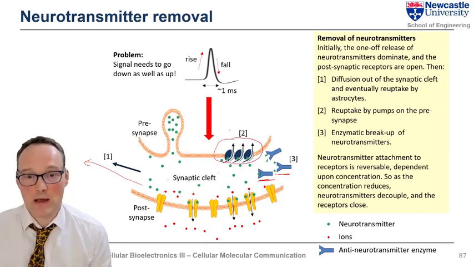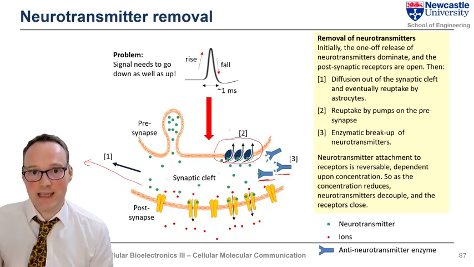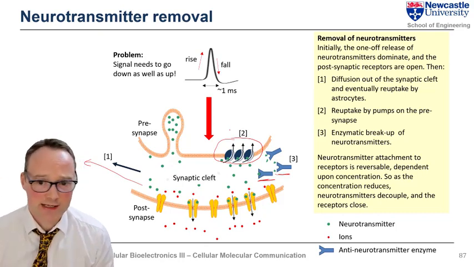And then the third process is what's called reuptake, where the presynapse just sucks these chemicals back again. So this is a very efficient form of taking the chemicals back so that you can use them again the next time.